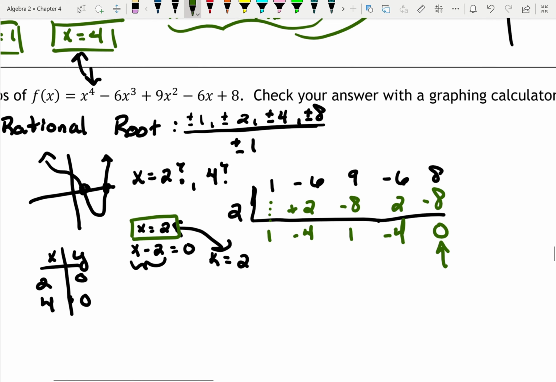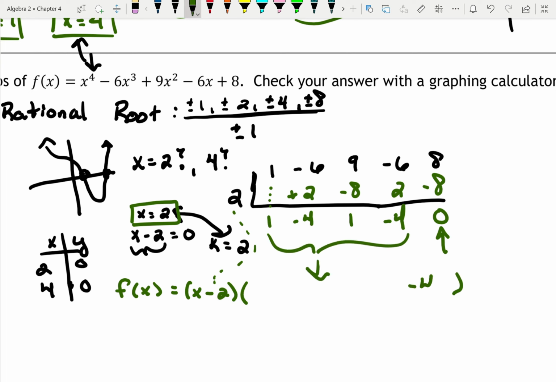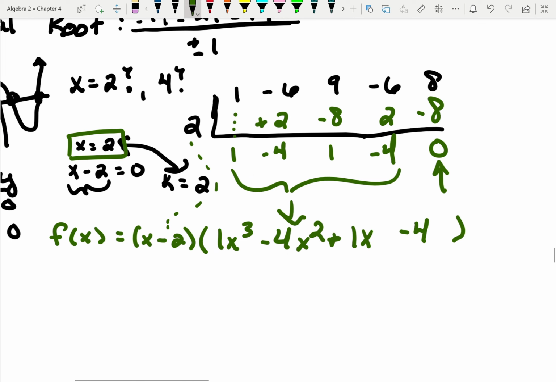And what this is telling me is that my f of x that was up top, I could break it apart to say x minus 2. That's this 2 right there. And then I could have this other guy written here. And what would he be? He'd be a -4 at the end, and then 1x, -4x squared, and then 1x cubed. So we broke it apart, and then we're wanting to say that this guy is equal to 0.